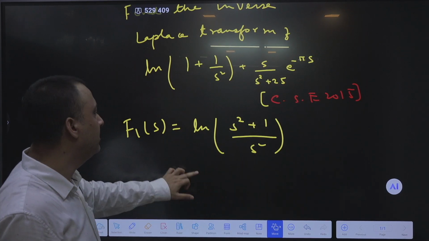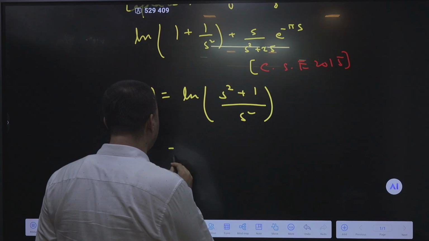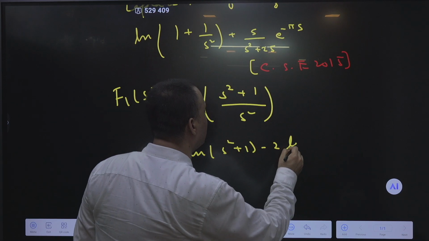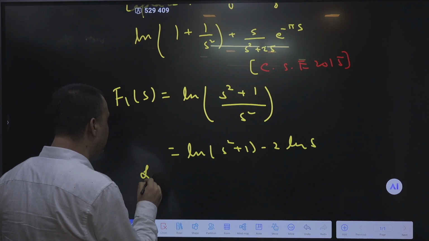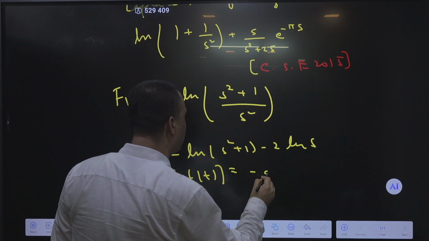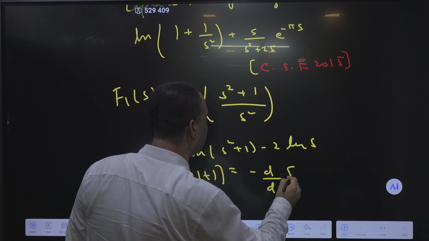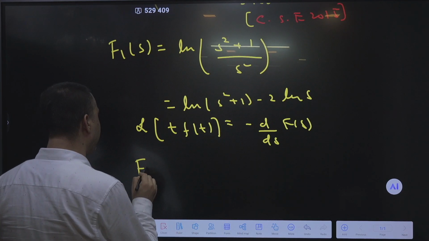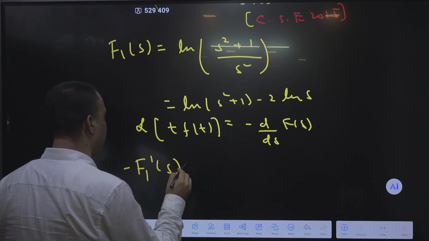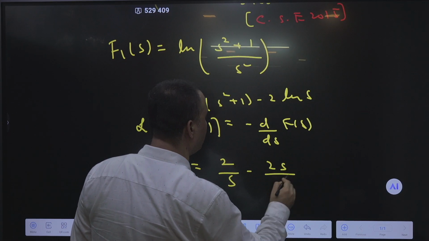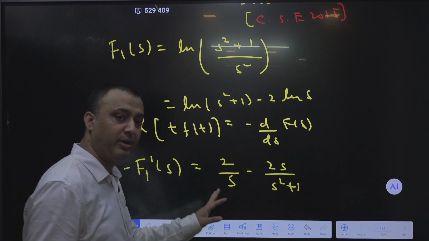Correct? Now what I do, I simplify this. This is ln(s² + 1) − 2 ln s. Now I know the time differentiation property: t f(t) is equal to −d/ds F(s). So from this, what is F1'(s)? This is nothing but 2/s − 2s/(s² + 1).